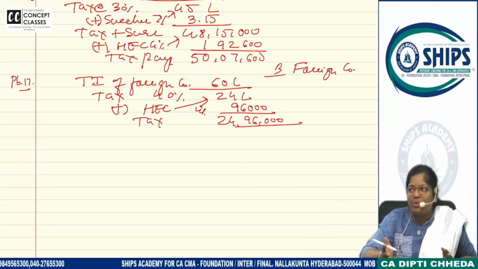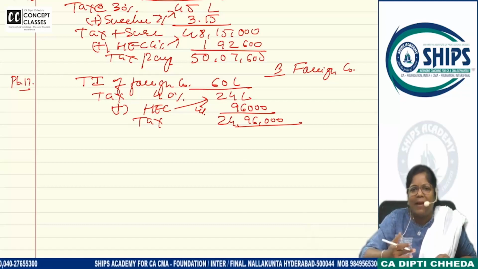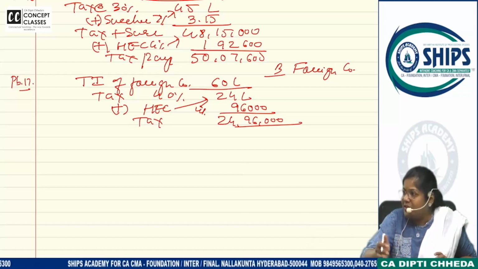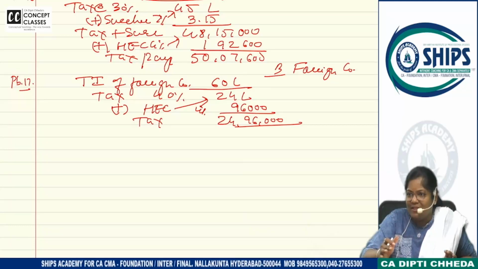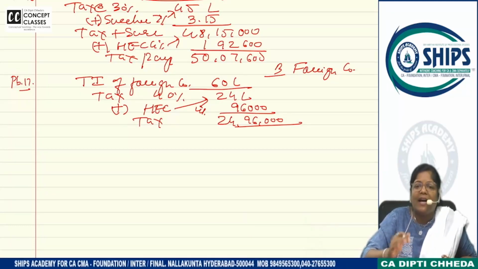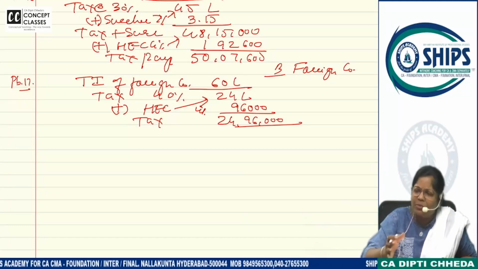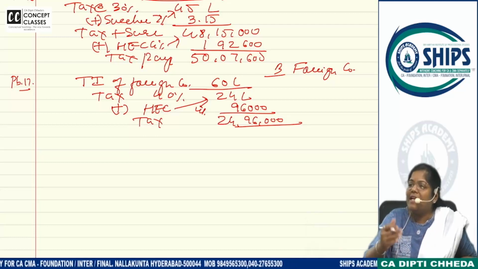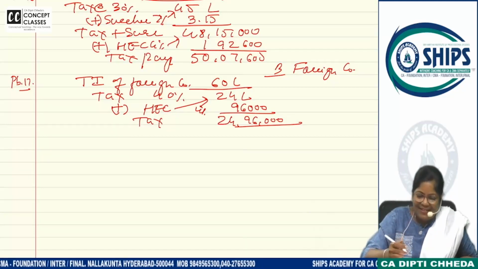We took in fact 2 to 3 classes to learn the rebate and surcharge and marginal relief for individuals. And still one concept is pending, unutilized basic exemption. Very beautiful. We'll do it in capital gain and total income problems.